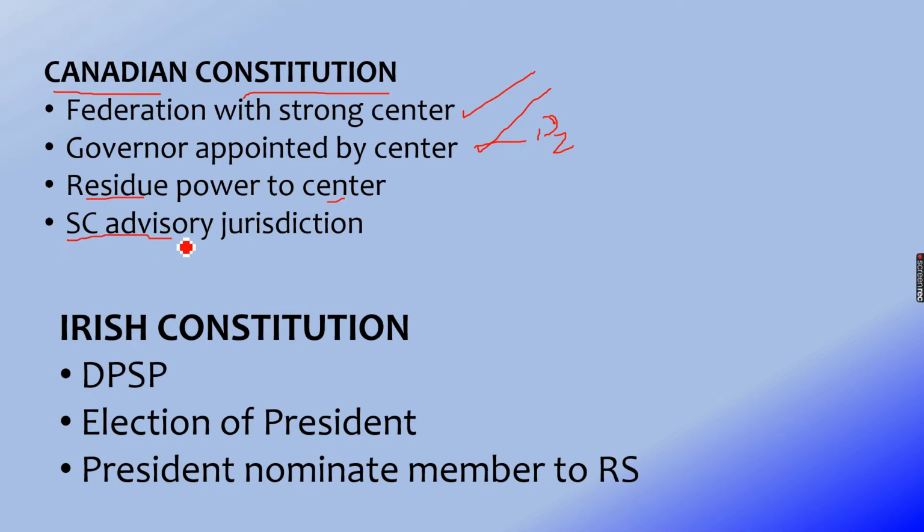Supreme Court advisory jurisdiction. Supreme Court exercises jurisdiction under Article 143. So 5 senior judges advise the president over any matter which is referred by the president to them, and they are not bound to give advice.